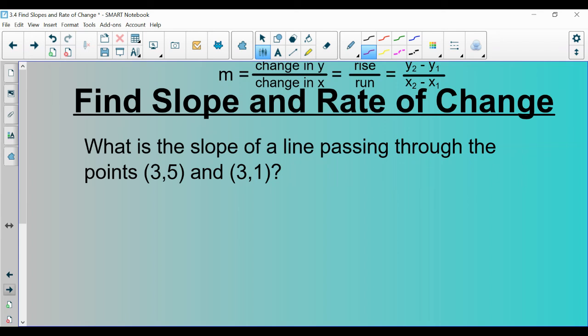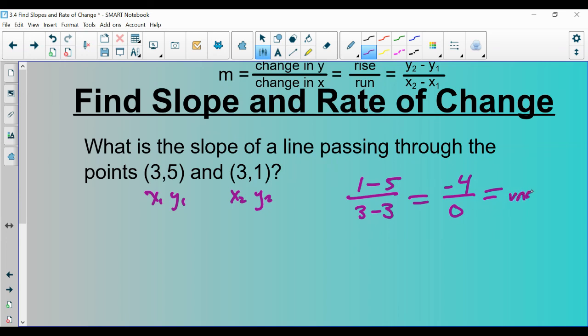Pause it here, go ahead and try this one just the same, see how you do. You should have gotten here -4 over 0. And if you type this into your calculator, you're going to get an error. It's going to say undefined.